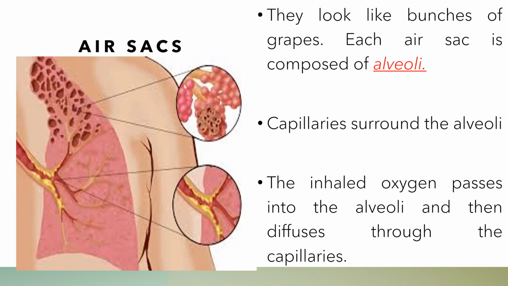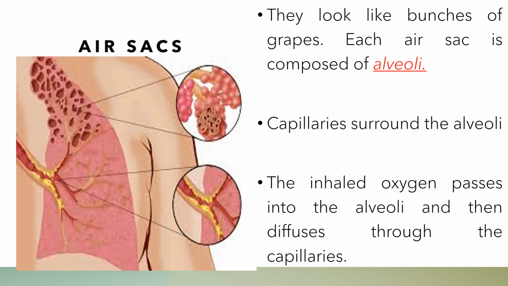Okay. How about the air sacs? The air sacs look like a bunch of grapes. Now, if the question goes like this, which of the following looks like a bunch of grapes in the respiratory system? Of course, you need to answer air sac, which is composed of your alveoli. Now, some questions don't mention grapes. Somehow some questions go like this: tiny bubble-like structure. You just need to answer, of course, air sac.